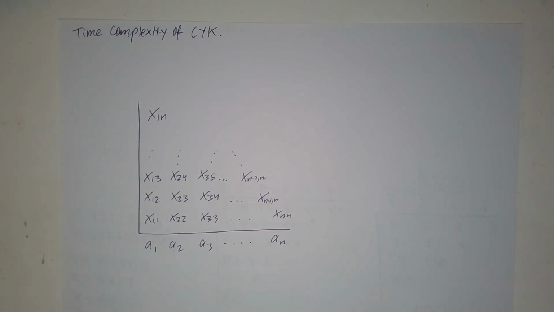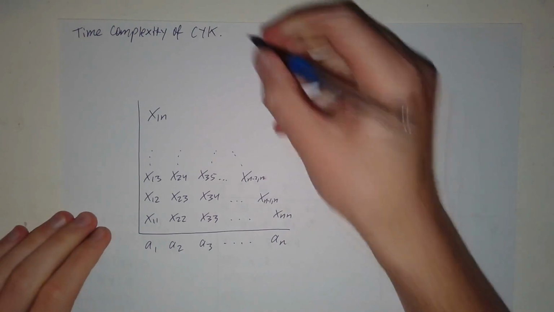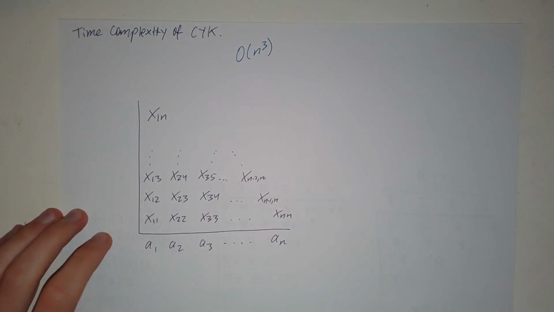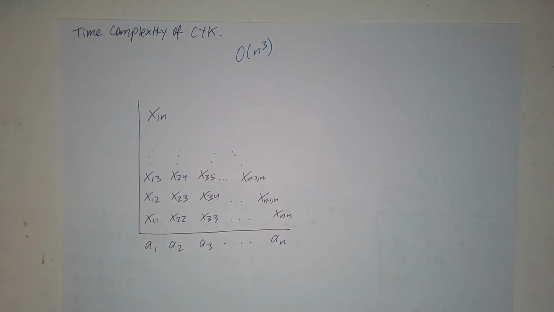So now we're going to briefly discuss the time complexity of the CYK algorithm. It happens to be the case that it's cubic time in the length of the string. The full derivation of that is in the solutions, but I'm just going to give the intuition as to why.